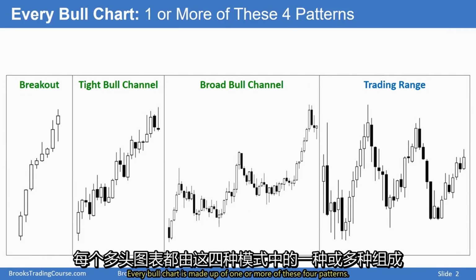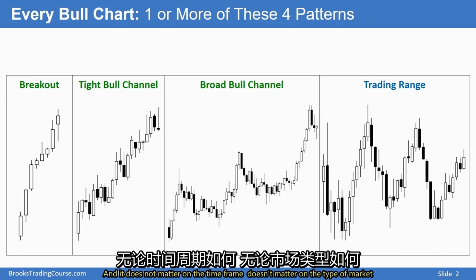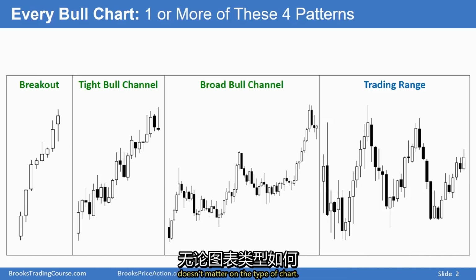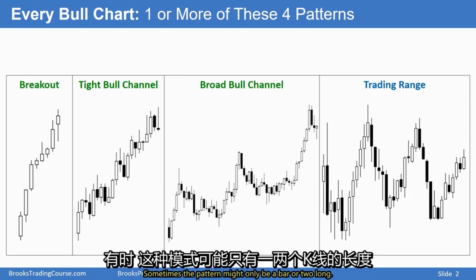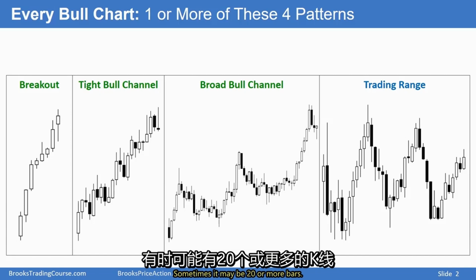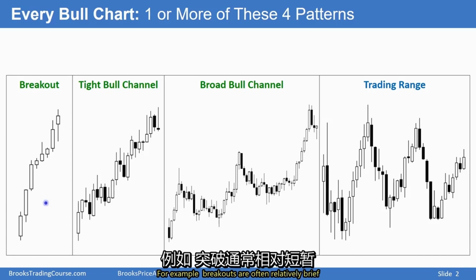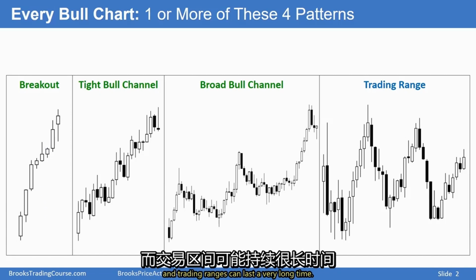Every bull chart is made up of one or more of these 4 patterns. And it does not matter on the time frame, doesn't matter on the type of market, doesn't matter on the type of chart. Every chart that's going up is made up of some combination of these 4 patterns. Sometimes the pattern might only be a bar or 2 long. Sometimes it may be 20 or more bars. For example, breakouts are often relatively brief, and trading ranges can last a very long time.